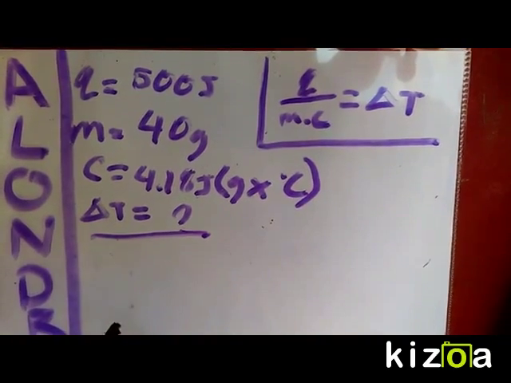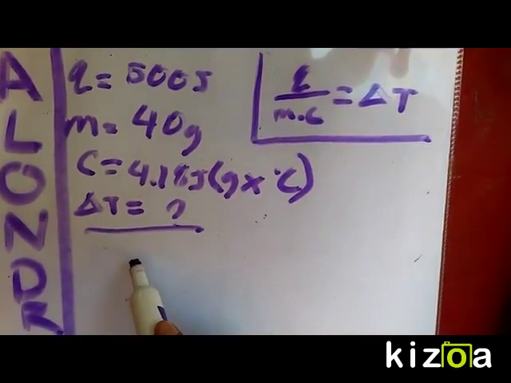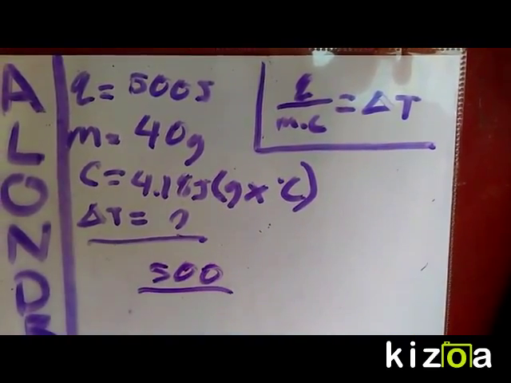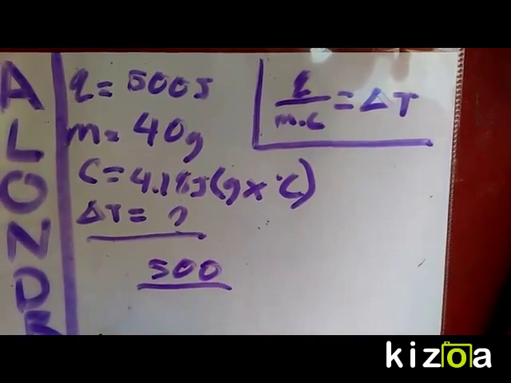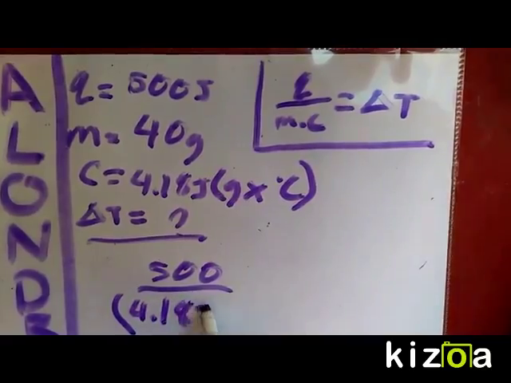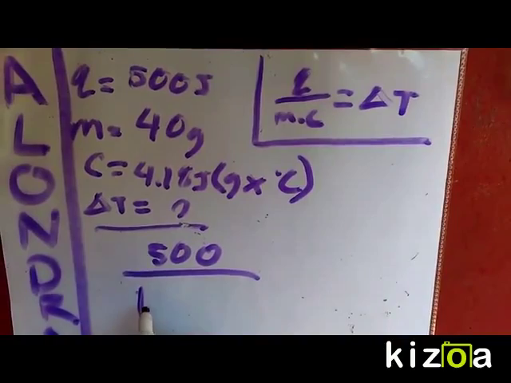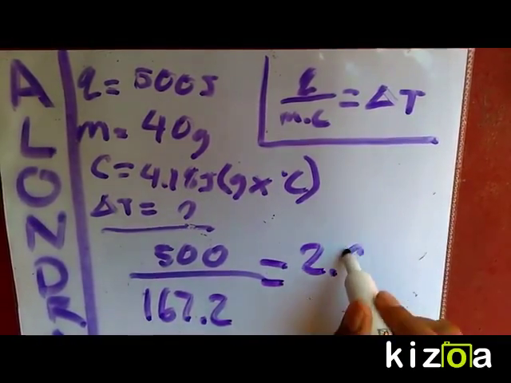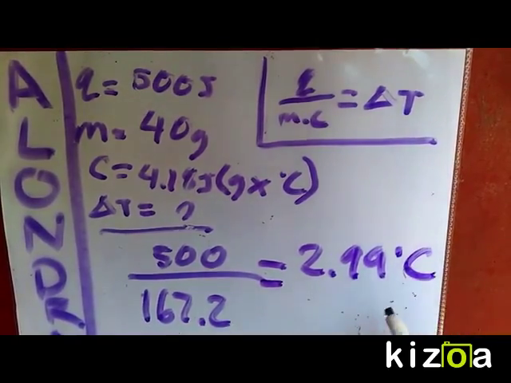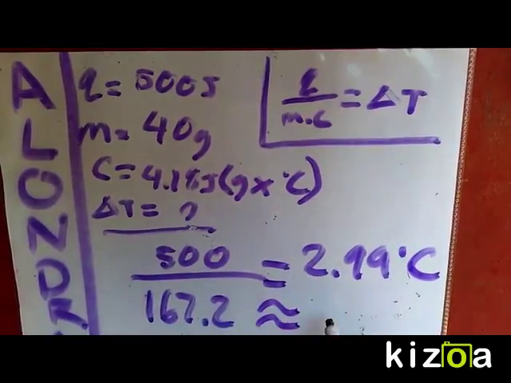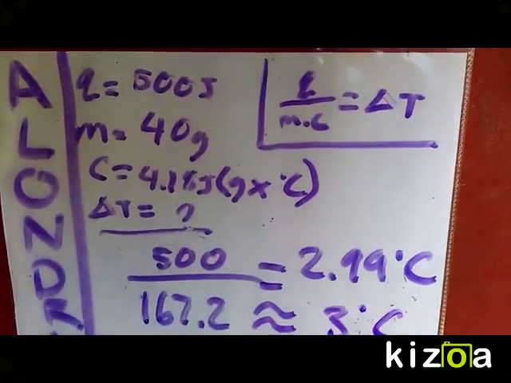So then we plug the variables into this formula. Q is 500, and we're going to put M times C, which is 40 times 4.18 joules, and so we get 167.2, and this would equal 2.99 Celsius. So we have to round this, so it's approximately 3 Celsius degrees.